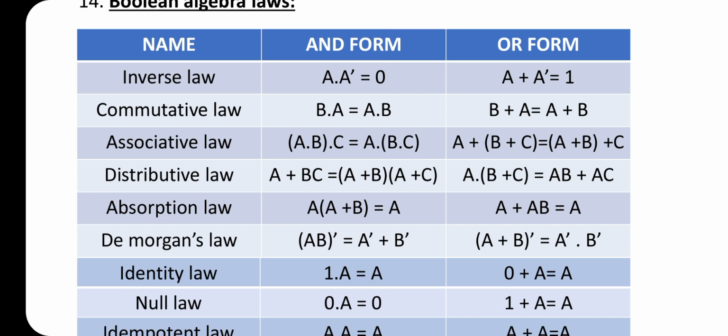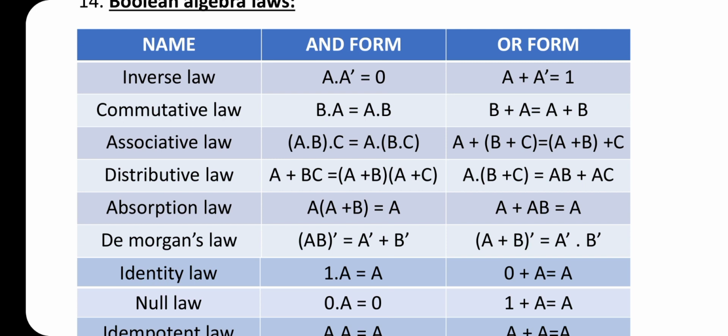Associative law. A dot B dot C equal to A dot B dot C. In OR form, it is A plus B plus C equal to A plus B plus C. Distributive law. In AND form, it is A plus BC equal to A plus B into A plus C. In OR form, it is A dot B plus C equal to A dot B plus A dot C. Absorption law. A dot A plus B equal to A. In OR form, it is A plus A dot B equal to A.